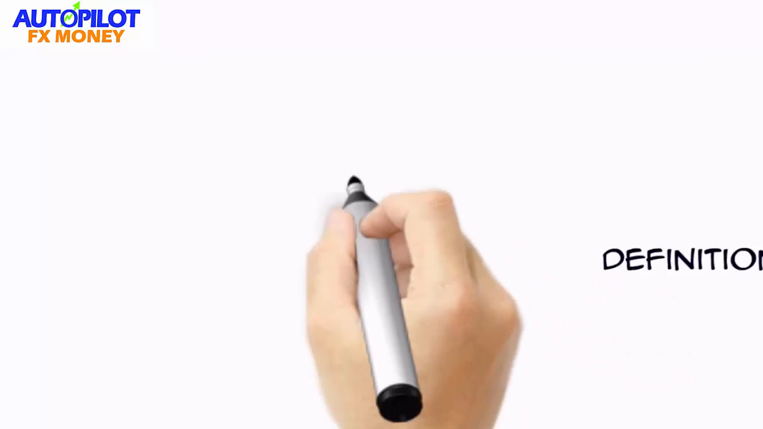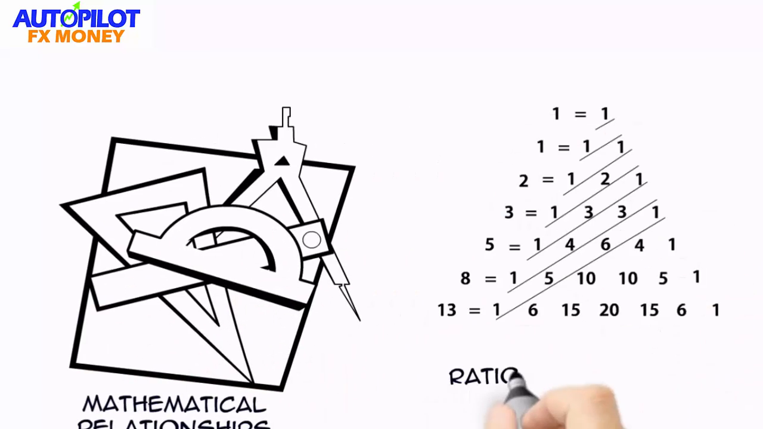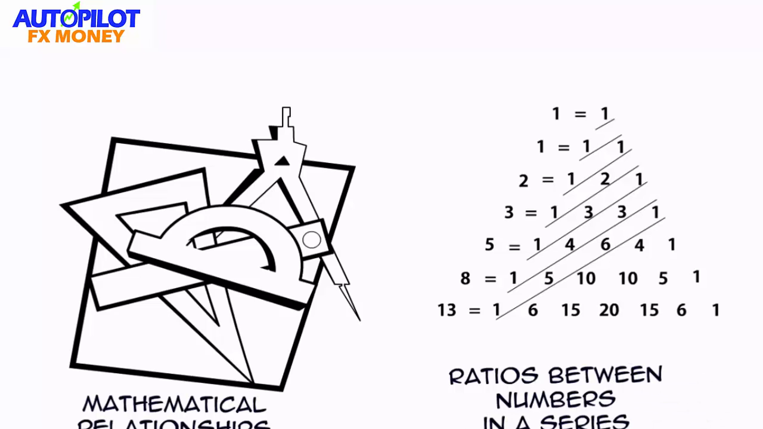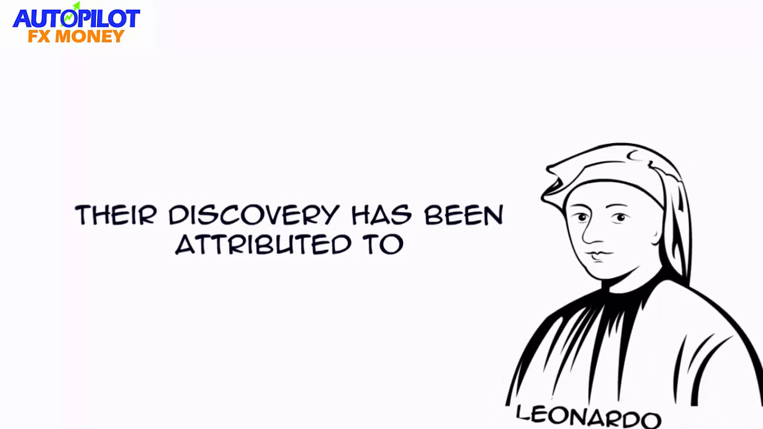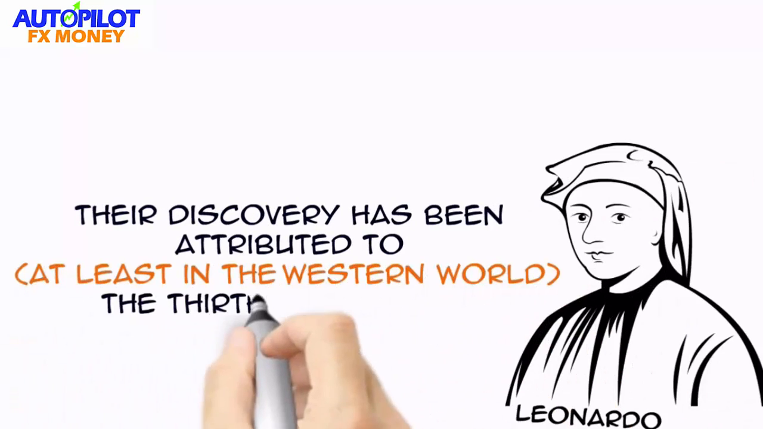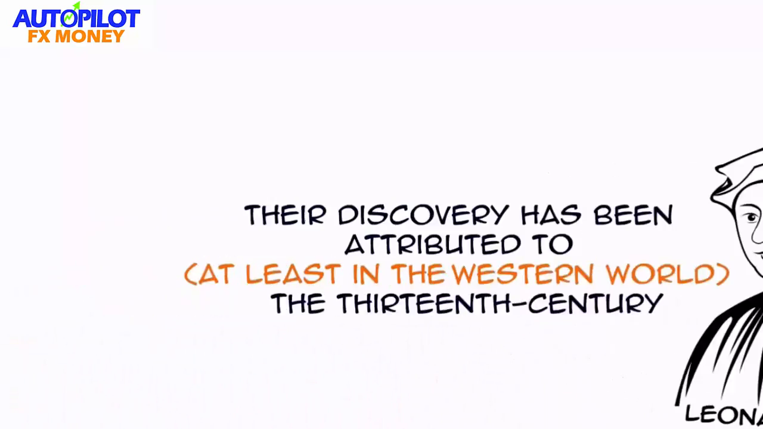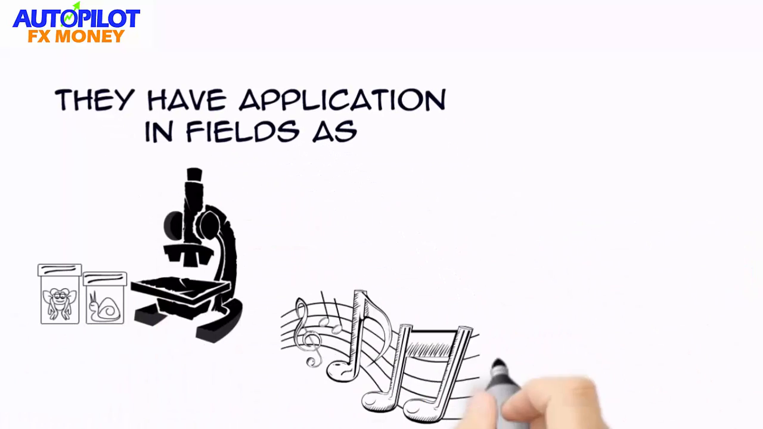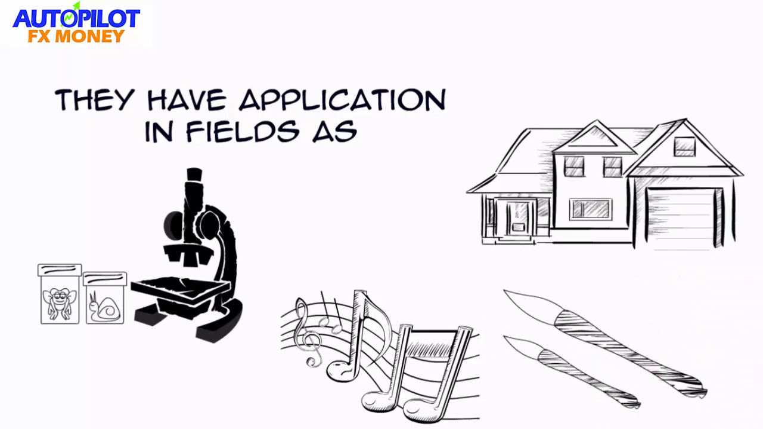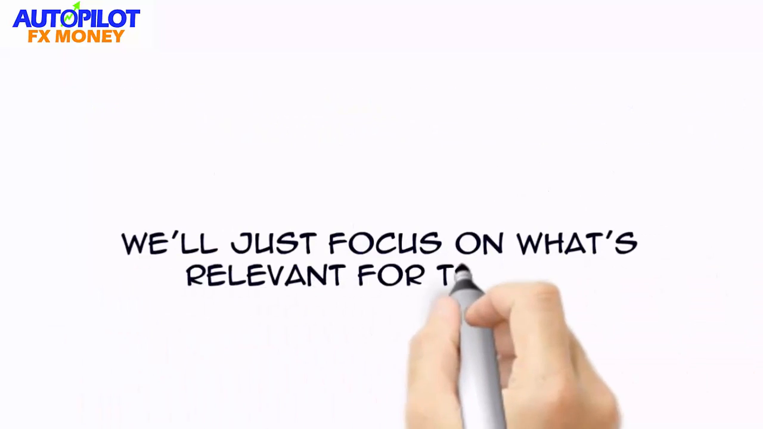Definition and use. Fibs are based on certain mathematical relationships, expressed as ratios between numbers in a series. Their discovery has been attributed to, at least in the Western world, the 13th century mathematician Leonardo Fibonacci. They have application in fields as diverse as biology, music, art, architecture, and other fields. We'll just focus on what's relevant for trading.